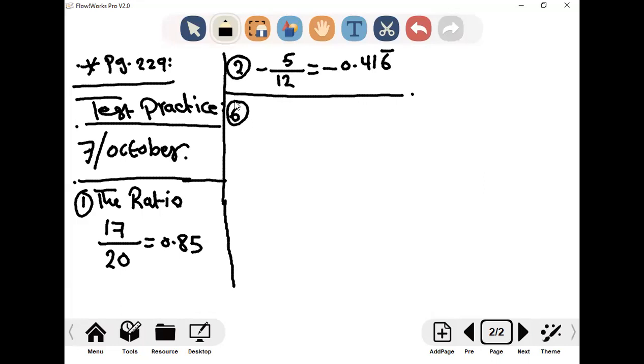In question 6, we have, what is the result when negative 7 over 8 is multiplied by negative 3.5? So we have negative 7 over 8 multiplied by negative 3.5. First of all, should the answer be positive or negative? Positive, because we have negative multiplied by negative. So the answer will be, here I will put what? Positive. Do it in your book.